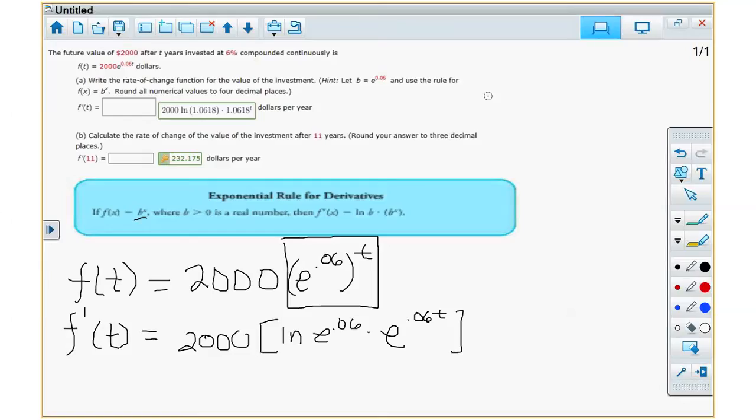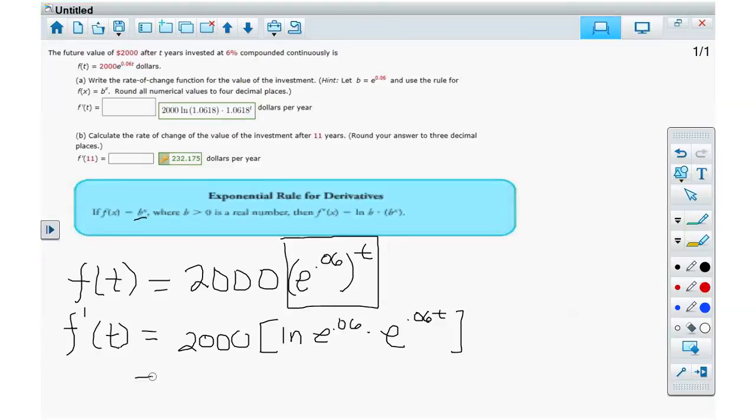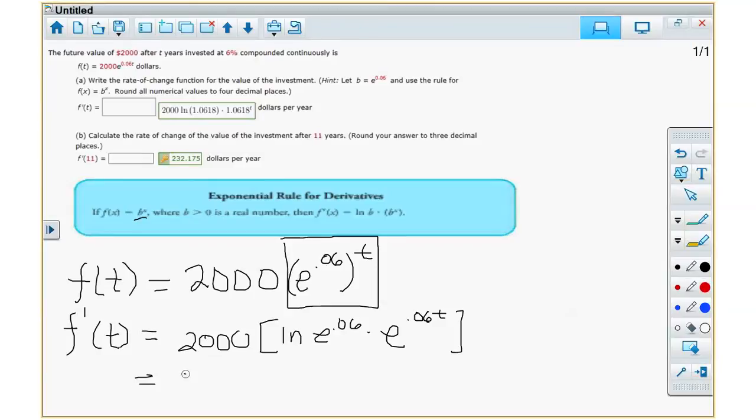So we can rewrite this. Just change this to 1.06, and that's going to be equal to 2,000 times natural log 1.06 times 1.06 to the t power. That should be what they got.